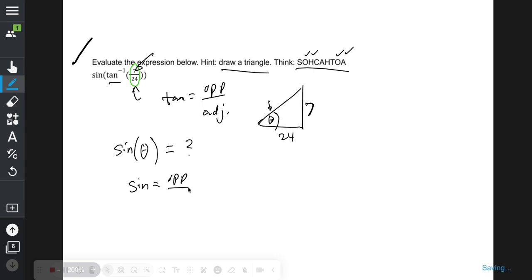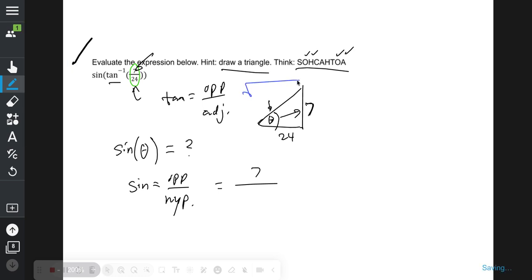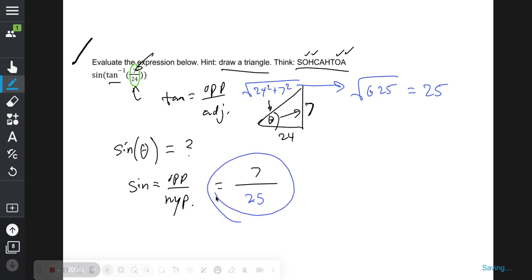opposite over hypotenuse. Okay, well, we have our opposite side. It's 7. What we need is a hypotenuse. It's good old Pythagorean theorem. And when you do that math, you will find it's 625. Square root of that is 25. So this is your answer.